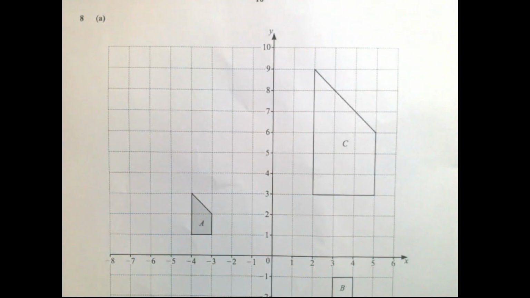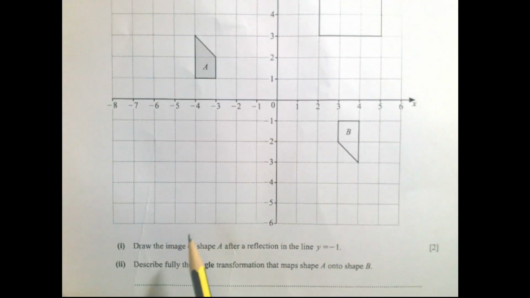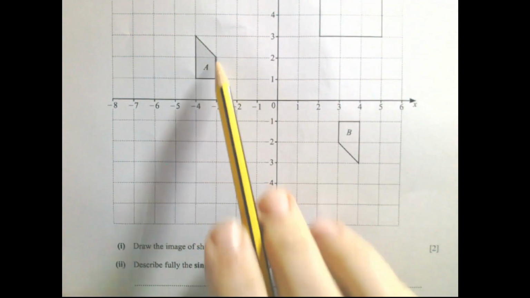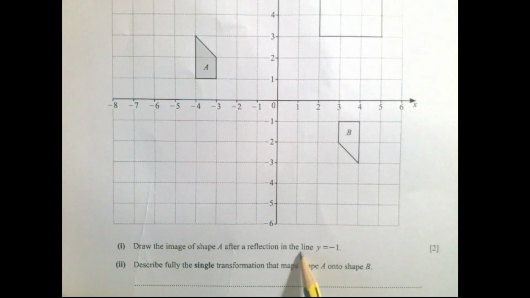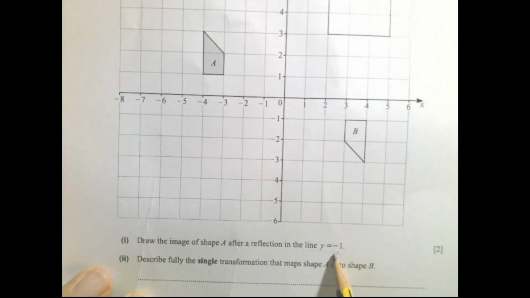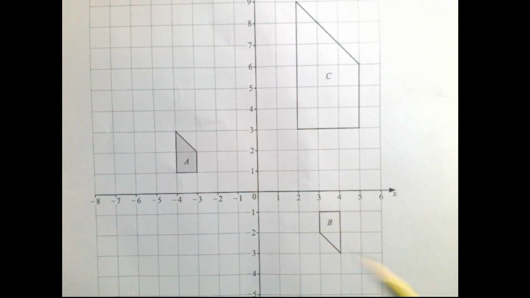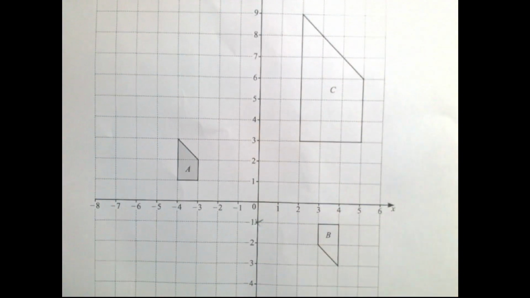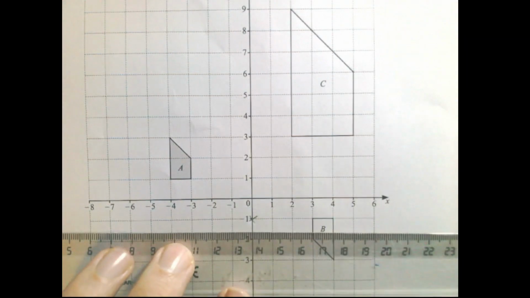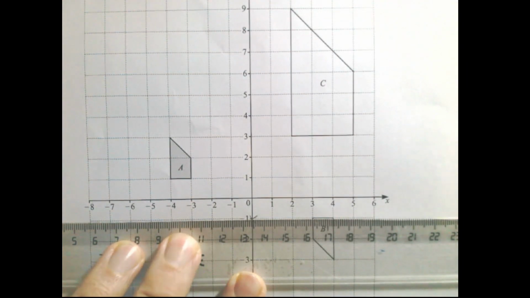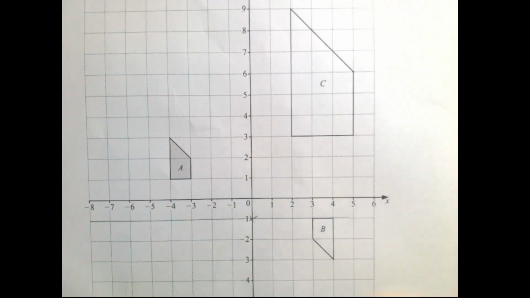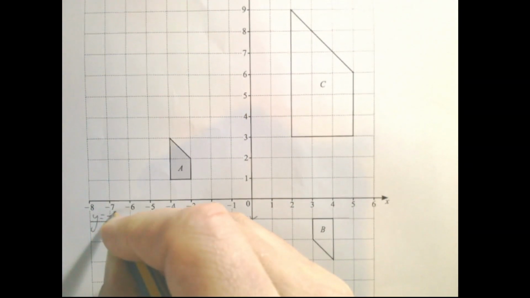Right, we're back on to the camera and we're doing question 8, transformations. The first question here tells us, draw the image of shape A, so make sure you look at that one there, after reflection in the line y equals minus 1. So let's first draw this line y equals minus 1. Right, y refers to the y-axis, of course, and minus 1 is right there. So the line y equals minus 1 is a line that goes through minus 1 on the y-axis, like this.